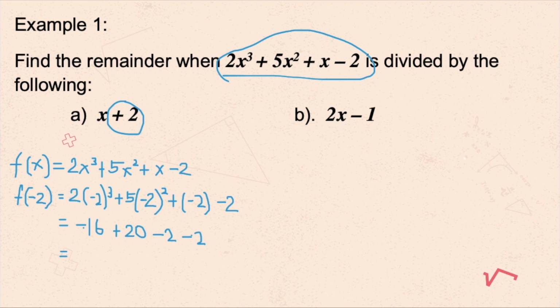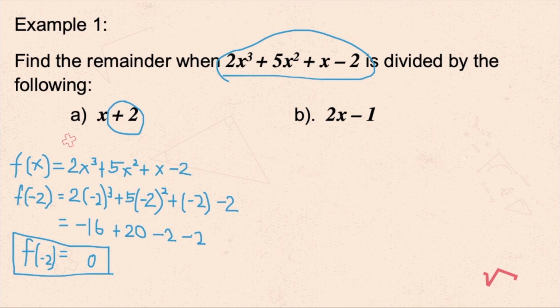So having this, negative 16 plus 20 will be positive 4, minus 2 is 2, minus 2 is 0. So your f of negative 2 here is 0, which means if we divide 2x cubed plus 5x squared plus x minus 2 by x plus 2, we'll have 0 remainder.